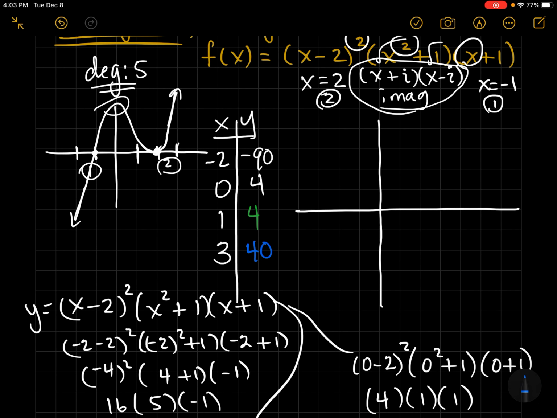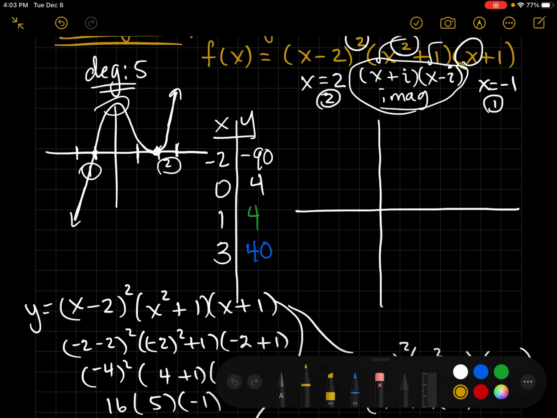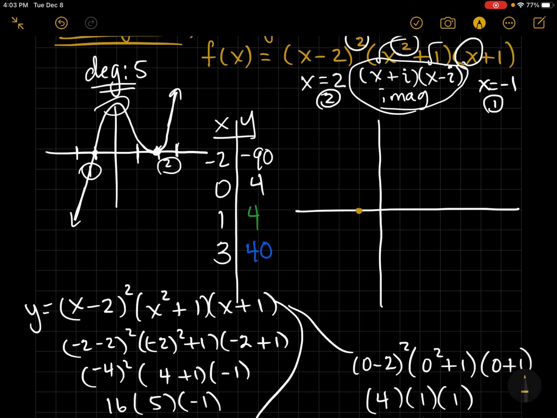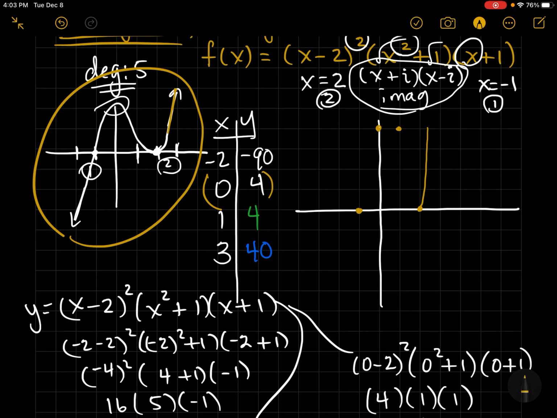So I know my basic shape, and I have my basic points. So I have a point here. I already know my shape over here. So that's my guide. And then I'm going to plug in the extra points that I know are on the graph. So 0, 4, 1, 4, and 3 goes way up to 40. So I know my shape is starting up over here and touching down. These graphs are very smooth, but this is very steep. And I don't know how high it's going up there.